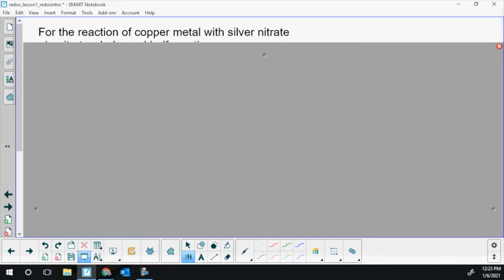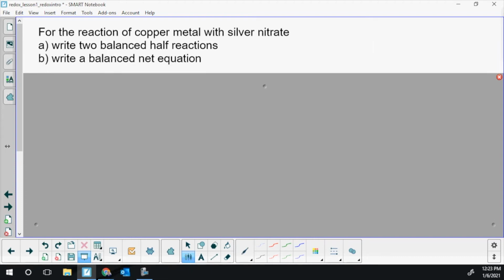So for the last example of this intro lesson, we're going to break apart and understand the reaction of copper metal with silver nitrate. And I want to do a couple things. I want to write out two balanced half reactions, so an oxidation and a reduction, and I want to write out a balanced net equation. Okay. Now that net won't have any spectator ions in it. Okay.